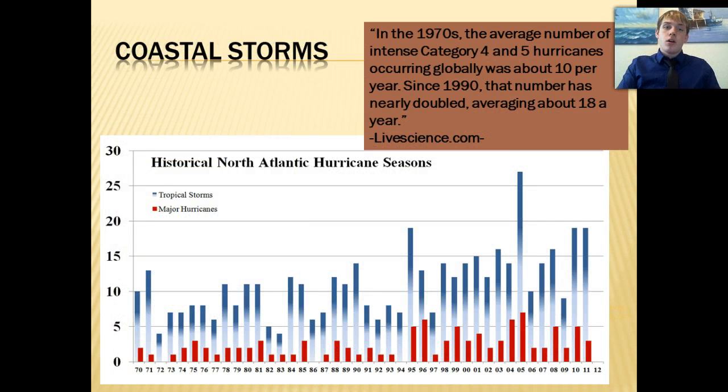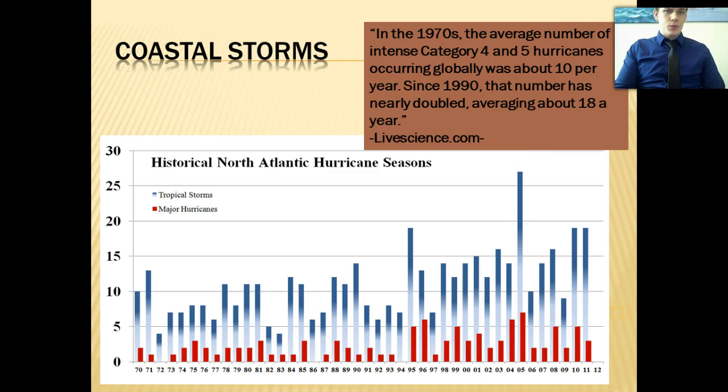Coastal storms. Now, when we talk about coastal storms, we don't just mean storms in general, we mean their increased frequency and ferocity, as you can see on the graph right here. You'll see that before 1994, hardly any storm ever got near this 15 per year line. But after that, nearly every single one was at it, above it, or near it. And these are just the tropical storms. The amount of major hurricanes has also increased, meaning that not only are we seeing more and more storms, they're getting stronger. And this position is supported by multiple credited sources, as you can see from our quote from livescience.com, a published certified scientific journal.